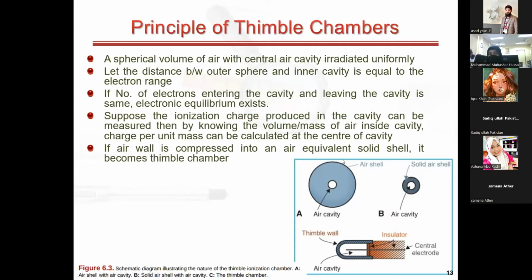Now suppose we can measure the ionization charge that is produced in this air cavity by some means. Then the charge collected in this air cavity, relative to the mass of this air cavity, would give us the true exposure. The basic principle of cavity theory is that this shell is made of air. If somehow we can compress this air shell into a solid shell, or choose a material whose effective atomic number is equivalent to air, then we can also construct a thimble chamber. This is the basic principle of cavity theory and of thimble chambers.